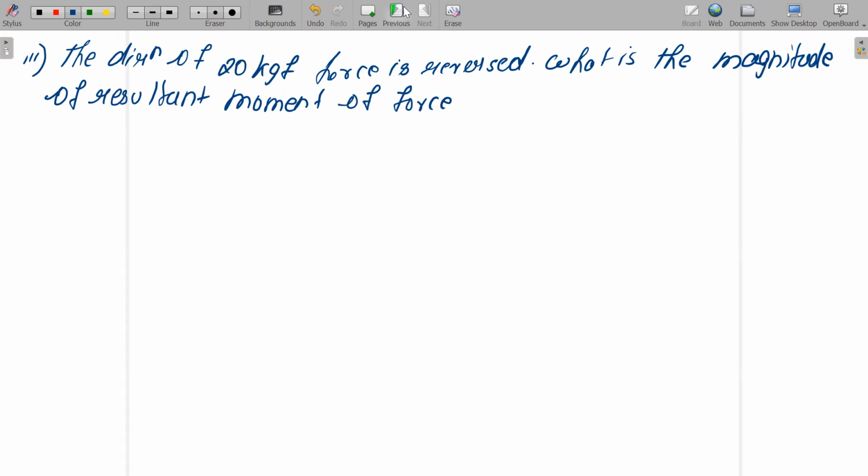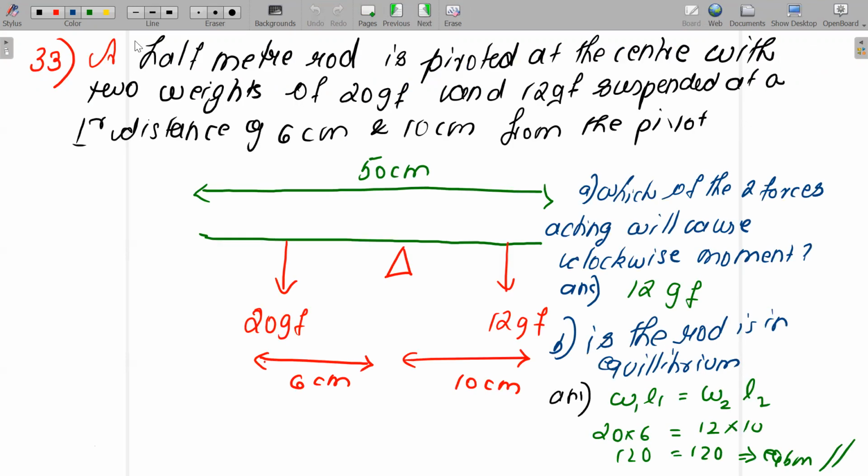So children, reversed means, please understand, it's not that this 20 will go there and 12 will come here. This is not the thing. The direction reversed means now this 12 gf, sorry, this will be acting in this direction. Understood? 20 kgf reversed means this one will be acting in this direction. Understood? That is the thing. Now you can find the resultant.